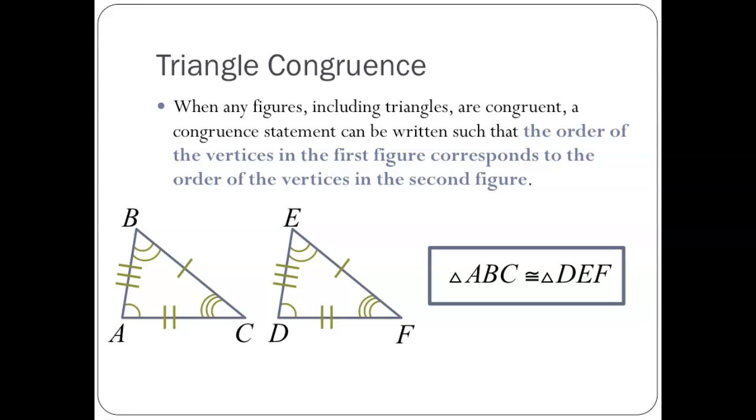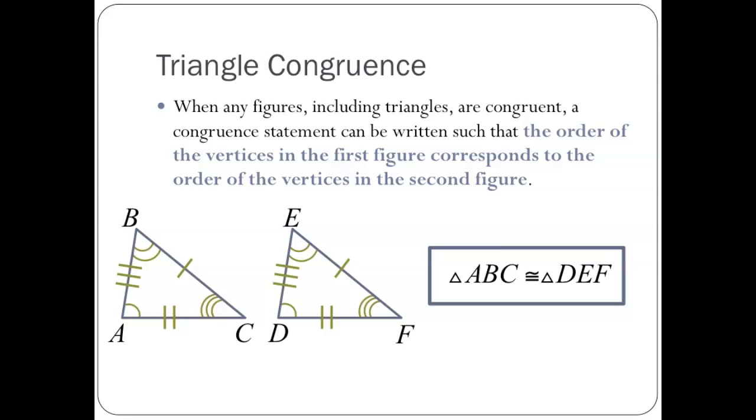Writing this congruent statement in this way, in that order, tells us that angle A corresponds to angle D, angle B with angle E, angle C with angle F. It also tells us that side BC corresponds to side EF, side AB corresponds to DE, and so on.